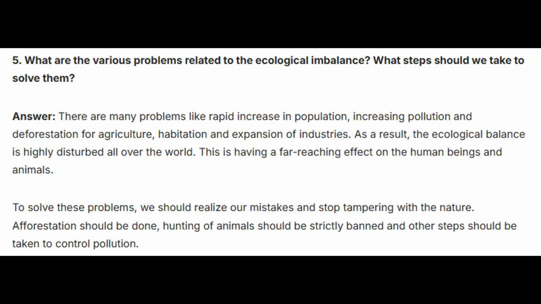Answer. There are many problems like rapid increase in population and deforestation for agriculture, habitation, and expansion of industries. As a result, the ecological balance is highly disturbed all over the world. This is having a far-reaching effect on the human beings and animals. To solve these problems, we should realize our mistakes and stop tampering with nature. Afforestation should be done, hunting of animals should be strictly banned, and other steps should be taken to control pollution.